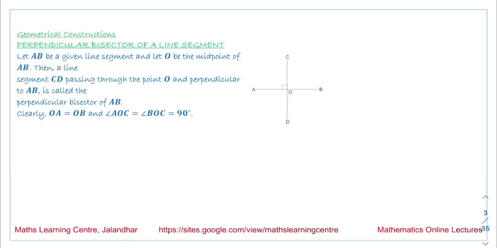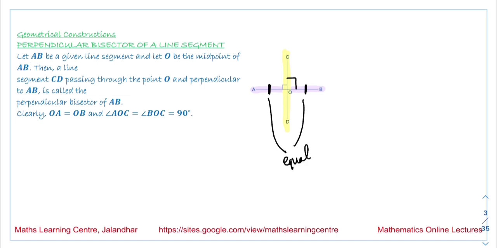Suppose a line segment AB is given to us. Then the perpendicular bisector of this line segment is CD. Perpendicular bisector means that this angle over here is 90 degrees, and the lengths AO and OB are both equal.